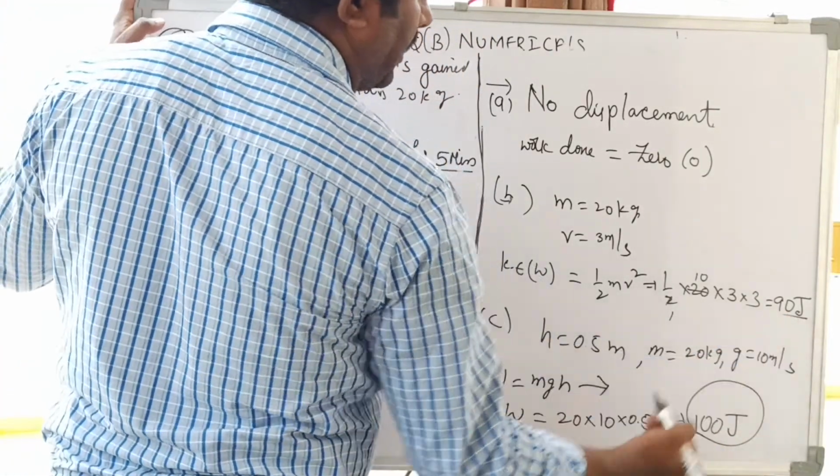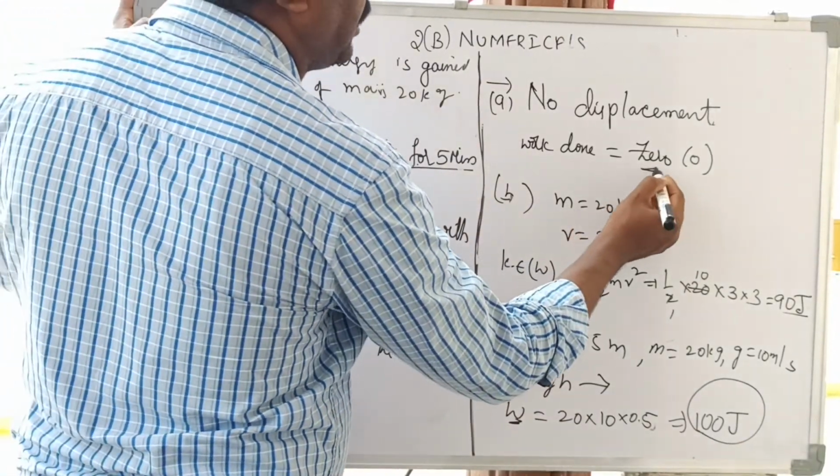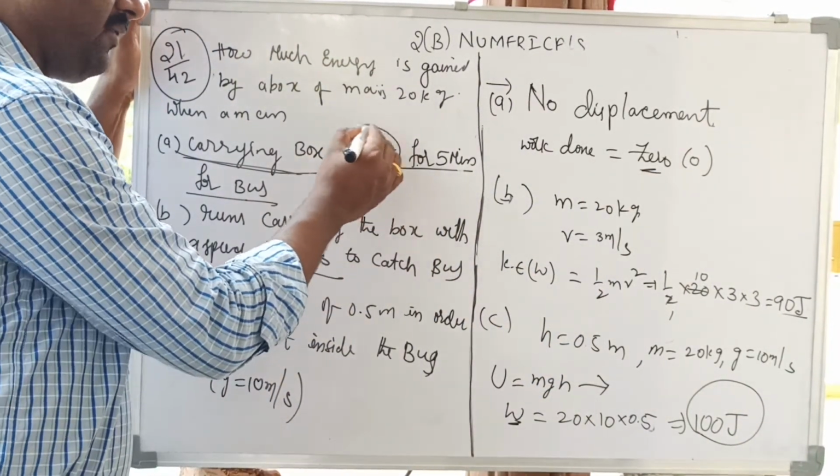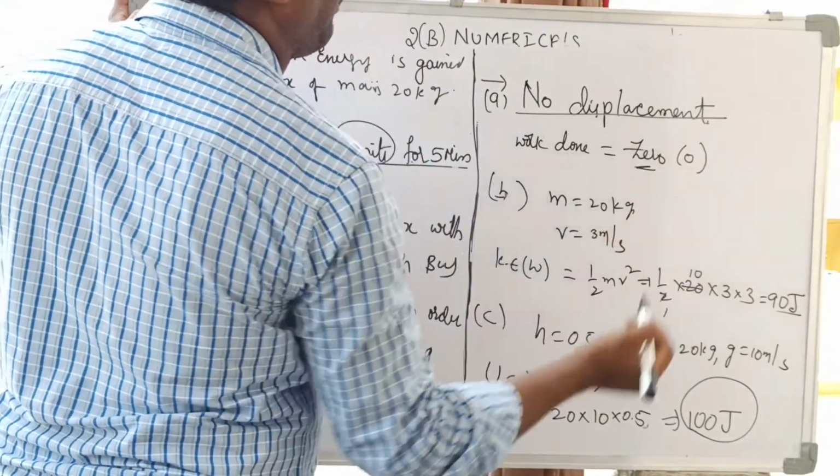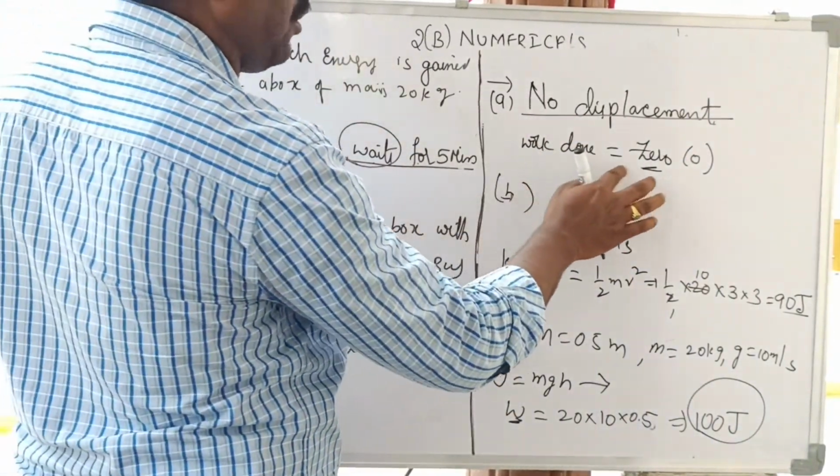Here 90 joules of work is done, and here zero work is done, because he is just waiting for a bus and only carrying the box. There is no displacement while he is carrying, therefore no work is done here.